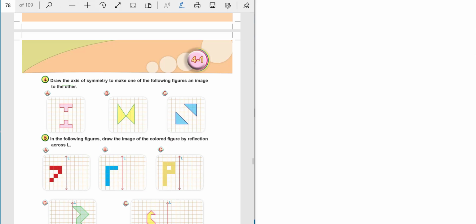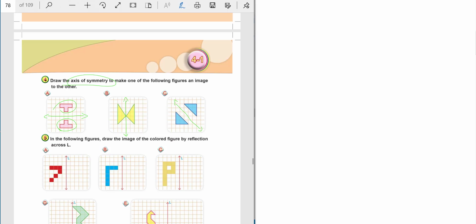Draw an axis of symmetry to make one of the following figures the image of the other. To draw the axis of symmetry, it must be drawn at the same distance from the two figures. So we draw the axis of symmetry here, and we can say that this is the original figure and this is its image. The axis of symmetry must be at the same distance from the two figures to give me two congruent figures. And here we draw the axis of symmetry.